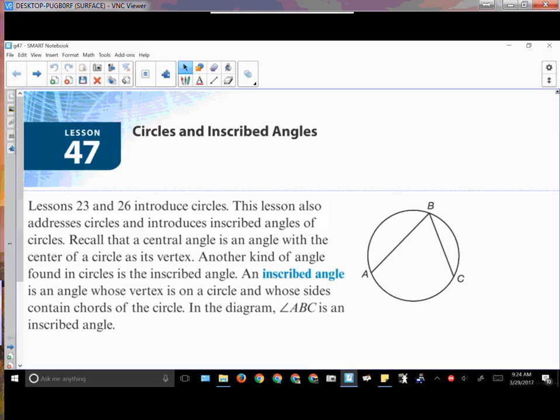Circles and inscribed angles. Now, we've taken a look at circles, we've taken a look at angles. What happens when we combine the two together?